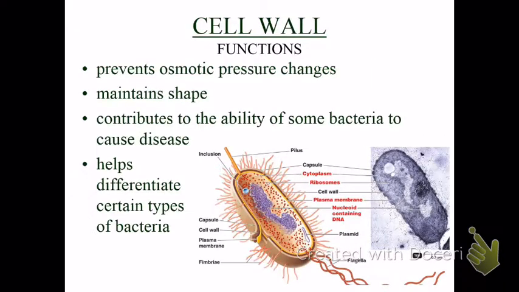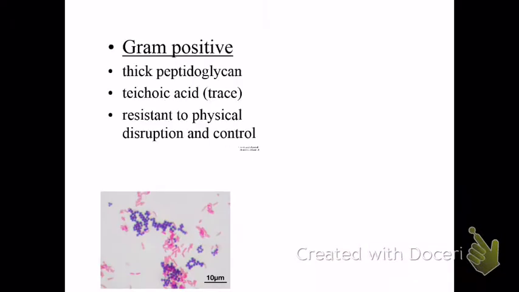Okay, talking about the cell wall, we've mentioned peptidoglycan several times now. So the cell wall is made of peptidoglycan. It prevents pressure changes. It's hard, it's rigid, it maintains its shape. It helps some bacteria cause disease, and then it also helps us differentiate. Does it have a thick cell wall? Does it have a thin cell wall? Does it have mycolic acid in the cell wall?